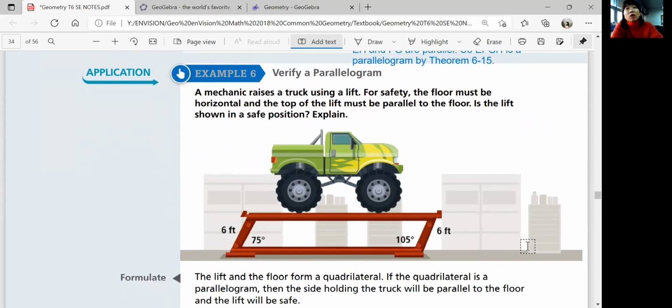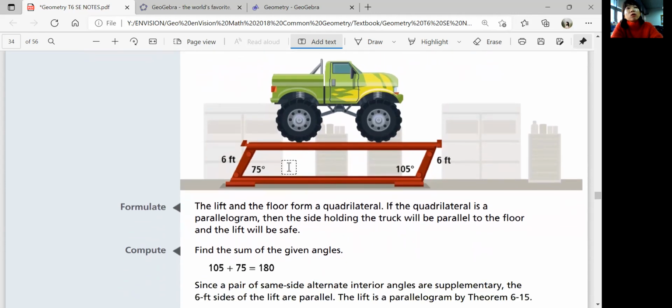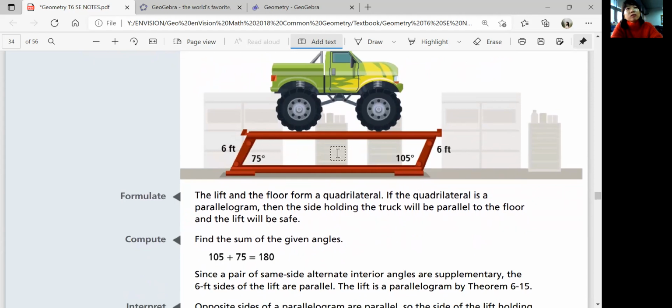Okay. So first, you need to gather some information. This one is 75. That one, the angle over here is 105. The opposite sides over here are 6. So they're congruent. So the lift and the floor form a quadrilateral. If the quadrilateral is a parallelogram, then the side holding the truck will be parallel to the floor and the lift will be safe.